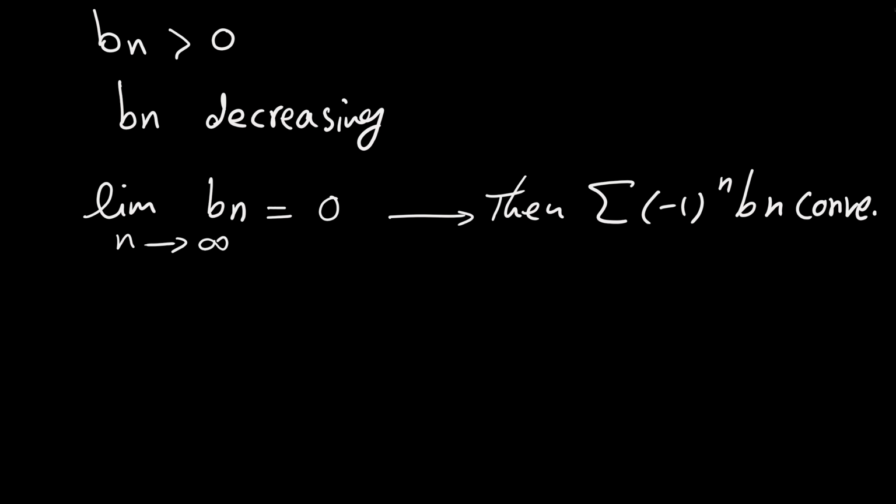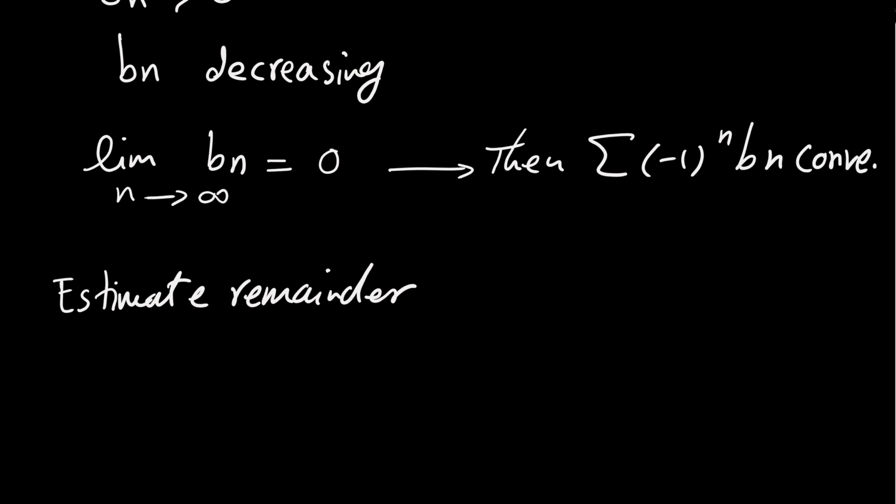Previously, we learned how to estimate the remainder by the integral test. So by using the alternating series test, again, we can estimate the remainder for series. So how can we estimate the remainder? Again, all the conditions for the alternating series test should be valid here.